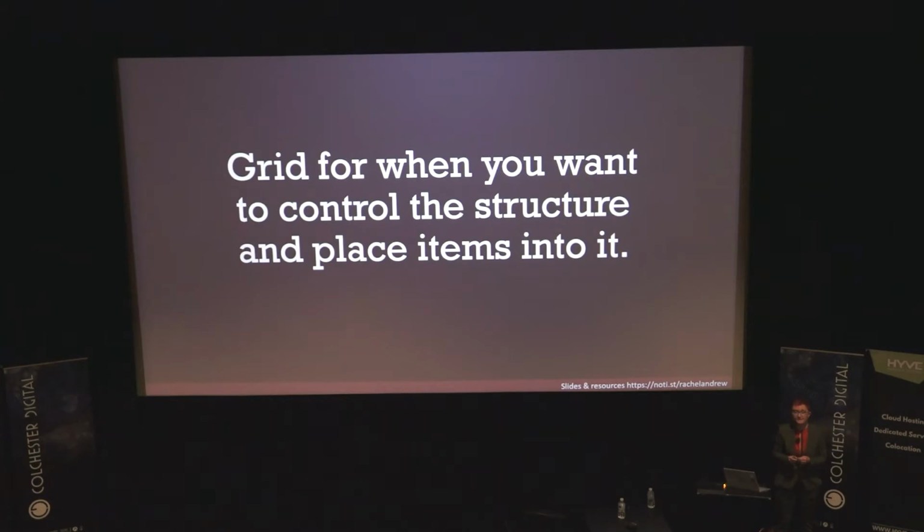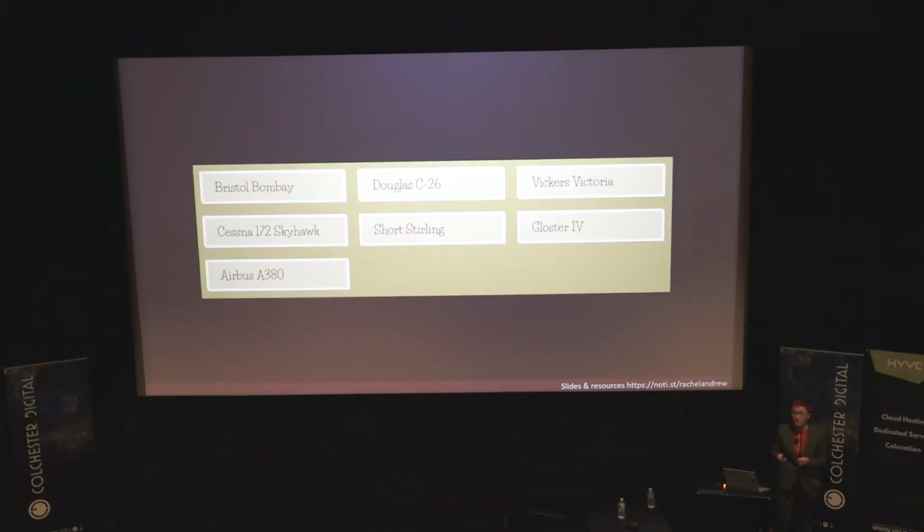Now grid is different. And again, in the name, it's for creating a grid. Grids have strict rows and columns. So you have this set structure in mind. You know how big these columns and rows really need to be. You know maybe how many there are. You want things to line up both across the rows and down the columns. And well, that's a grid.